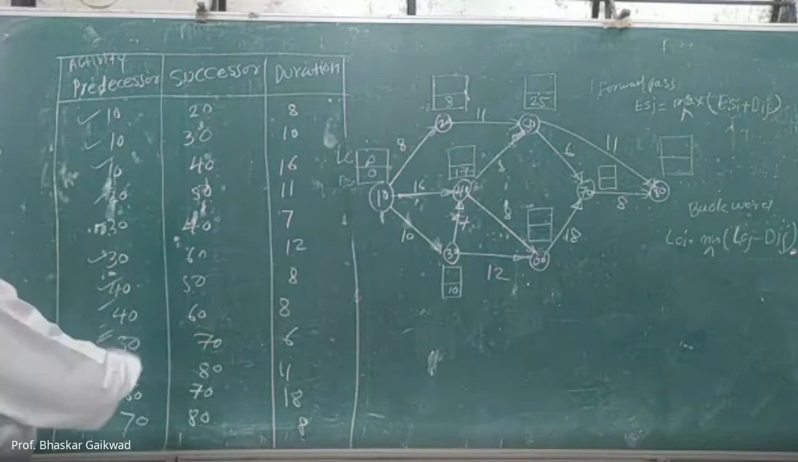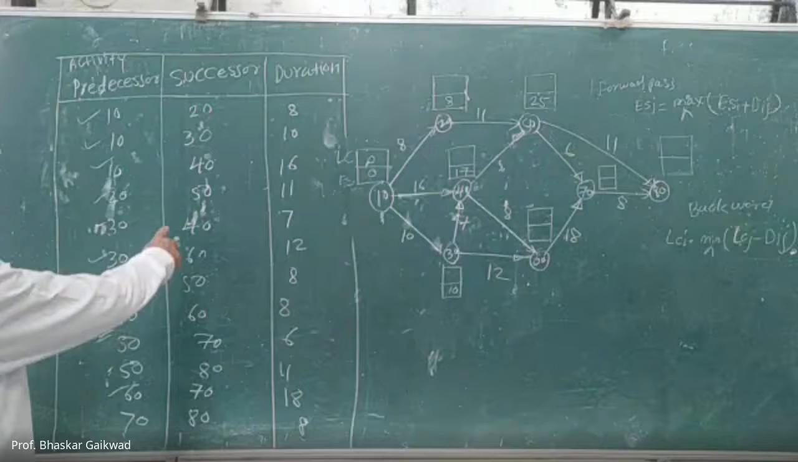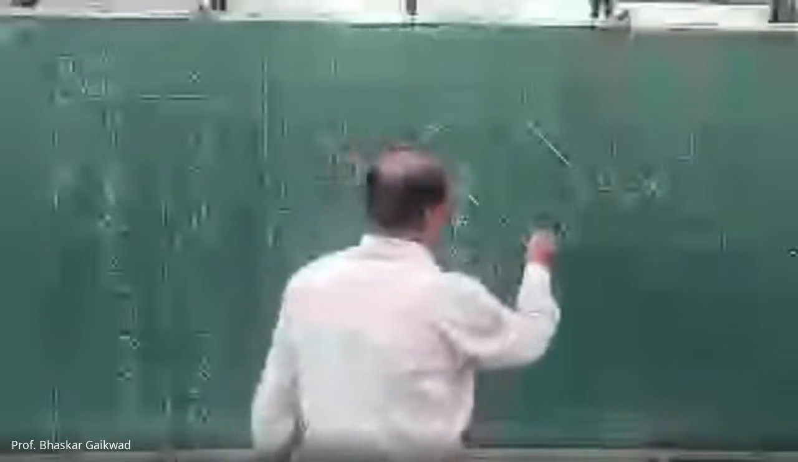So 30 to 40. Again, two activities are there. Here 12 plus 10, 22, and 8 plus 17, how much? 25. Which is the maximum that you have? 17 plus 8, 25, and 10 plus 12, 22. Which is the maximum? 25. Here you can write 25.